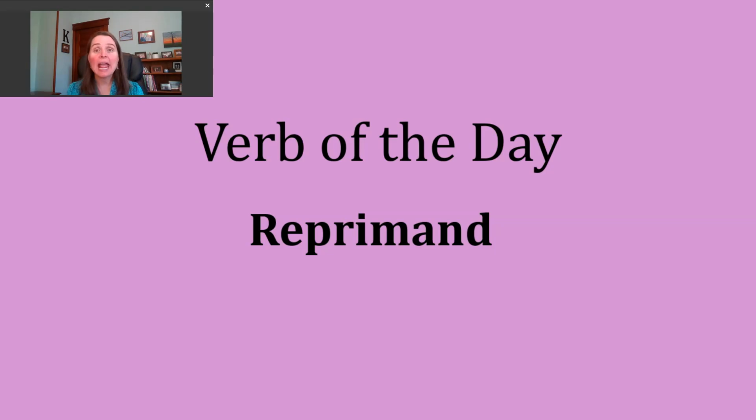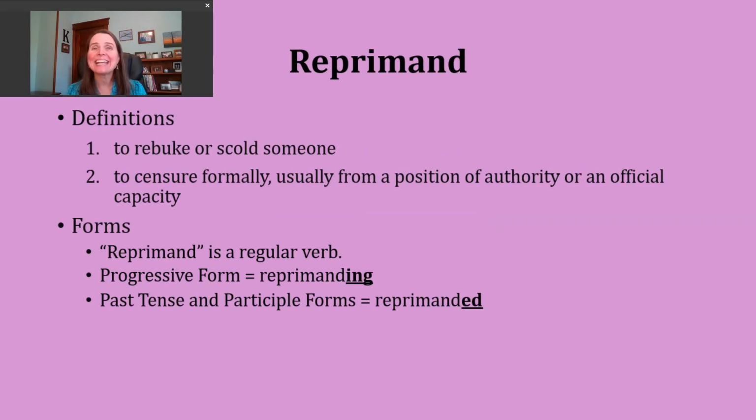Now, let's take a moment and review some of the definitions or ways that we can use this verb. The first way you might encounter the verb reprimand can mean to rebuke or scold someone. Now, rebuke and scold are not widely used. So to explain that a little more, we're talking about someone verbally or perhaps in writing expressing their disapproval for someone's words or their actions.